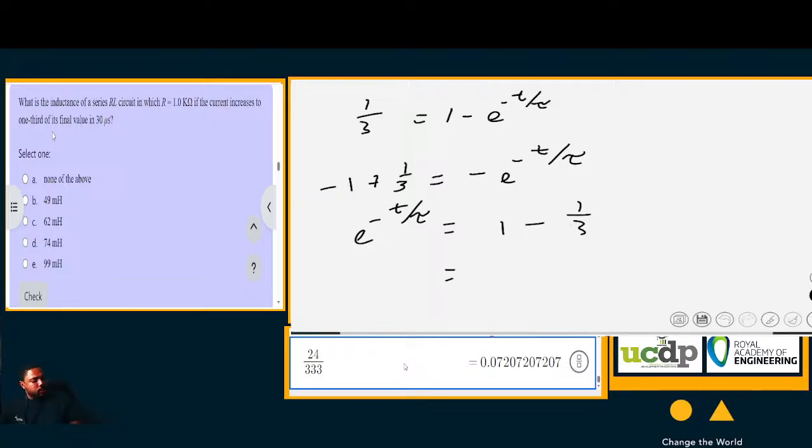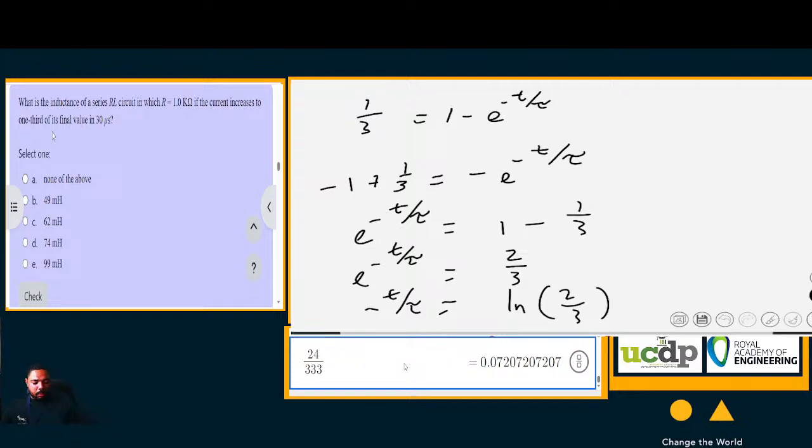So this should be 2/3, and this should be e to the negative t divided by the time constant. Now, how do we get rid of that? How do we get rid of Euler's number, the exponent? Okay, we use ln on both sides. So this will be t divided by the time constant left over, and that will be the ln of 2 over 3.